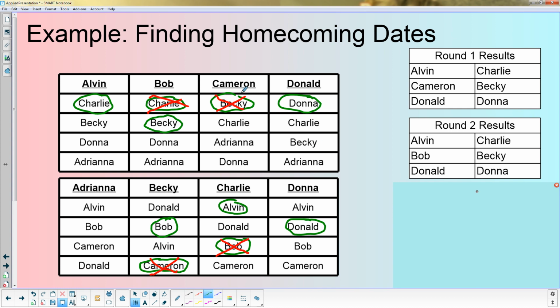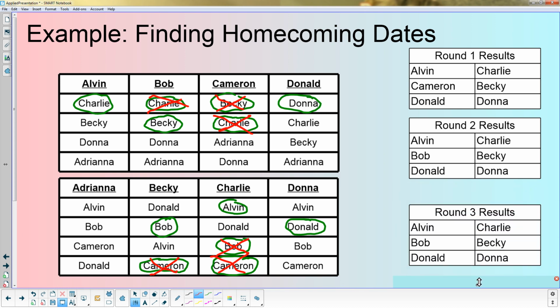The next round starts with Cameron looking for a date, since he's the only single guy so far. He's going to propose to Charlie. Cameron is the lowest one on Charlie's list, and again, Charlie also receives a proposal from Alvin, and she prefers Alvin to Cameron, so she's going to reject Cameron. So this is a round of the algorithm, even though nothing has changed. The same sets of couples are still tentatively going to the dance together.